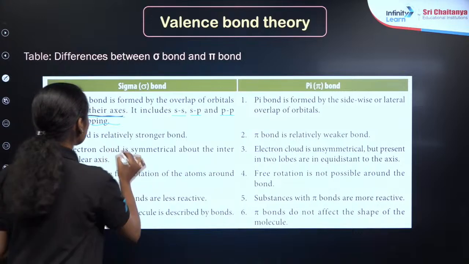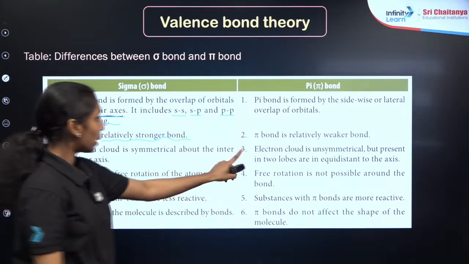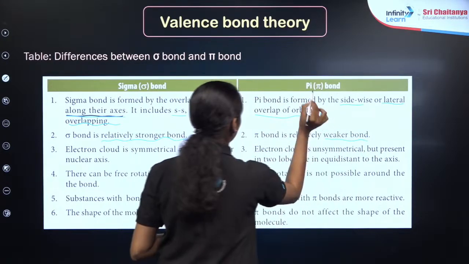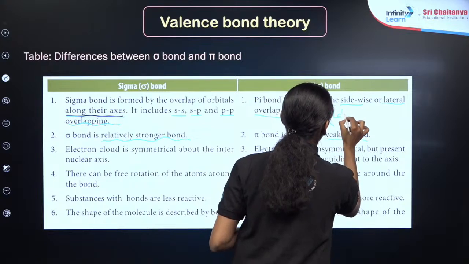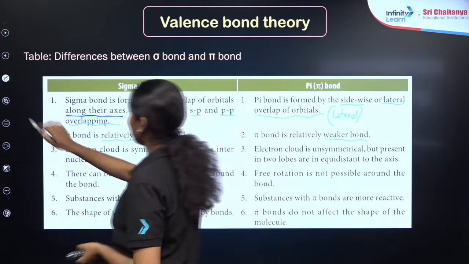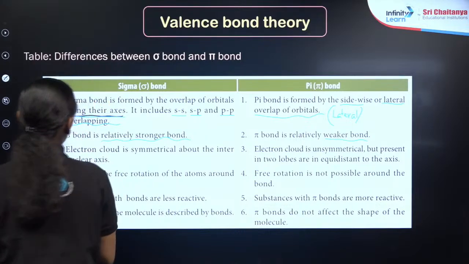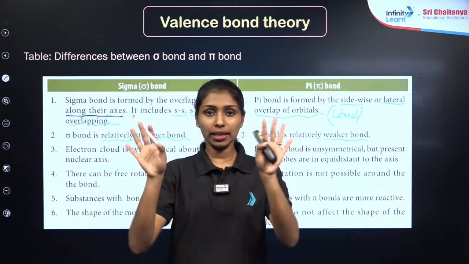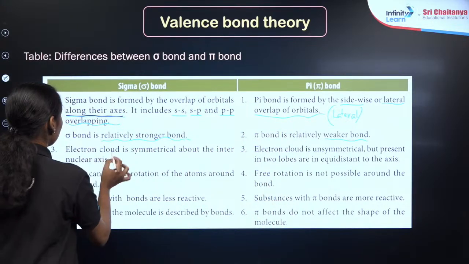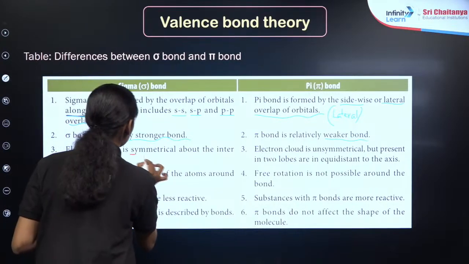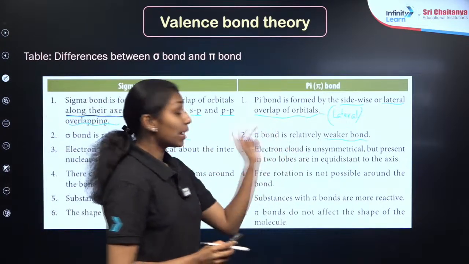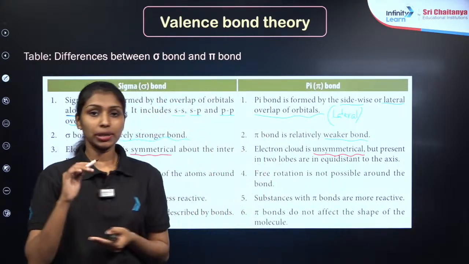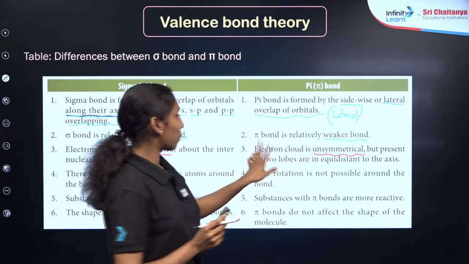Now, the sigma bond is a relatively stronger bond due to the extent of overlapping. Then what about the pi bond? The pi bond is a relatively weaker bond. The pi bond is formed by the sidewise or lateral overlapping of the atomic orbitals, so it is also known as lateral overlapping. Then, in the sigma bond, the electron cloud is symmetrical about the internuclear axis. If you are taking SS orbital overlapping, there will be an equal distribution of the electron cloud, so we call it symmetrical. But if you are considering the pi bond, there will be an unsymmetrical electron cloud, present in two lobes equidistant to the axis. I have already discussed this in the case of p-p pi bonding. Clear?